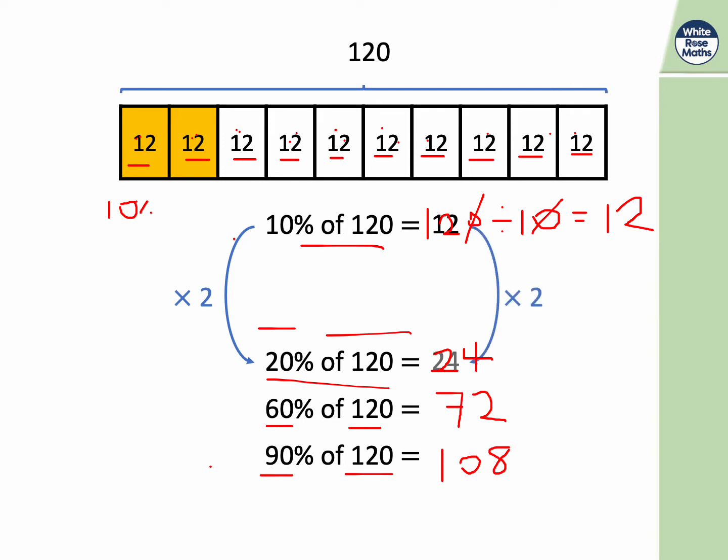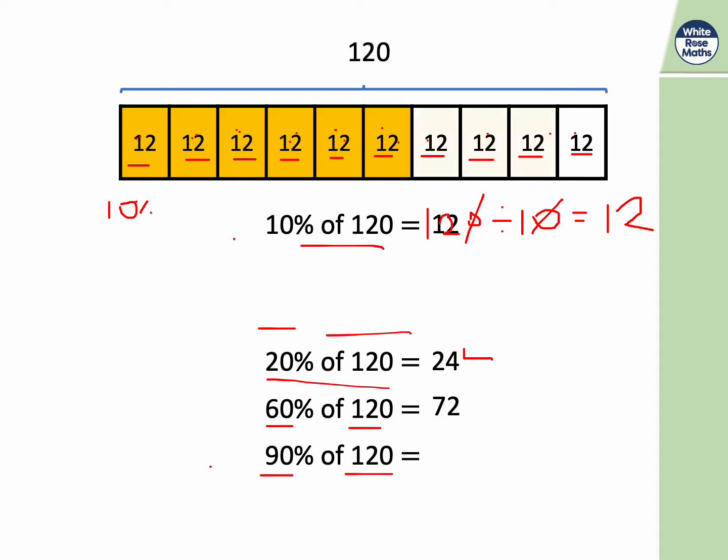So here are the answers. Okay, 24. Let's just delete that here so you can see where the answers are. There we go. The next part, times it by 6, I get 72. Delete that there so you can see it. And let's just delete that, 108 there. And we get 108, there we go.